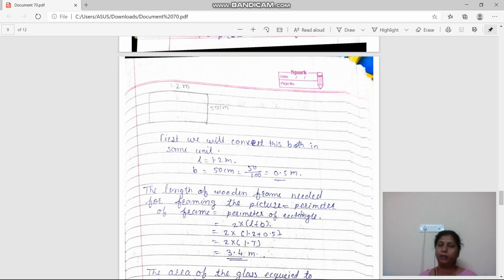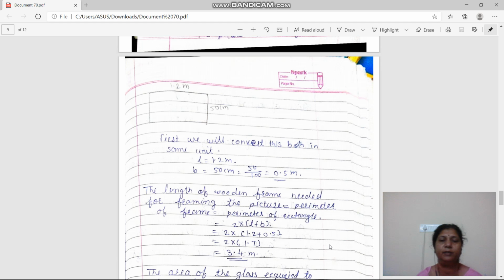That means we have to calculate the perimeter of the frame. If we want to show it in this figure, see here, the frame should be on such a border, and the total border means perimeter. So the perimeter of the frame is equal to the perimeter of the rectangle, and the perimeter of a rectangle is equal to 2 multiplied by length plus breadth. 2 multiplied by 1.5 length plus breadth 0.5, so it is 2. So 2 multiplied by 2 we get 4 meter.